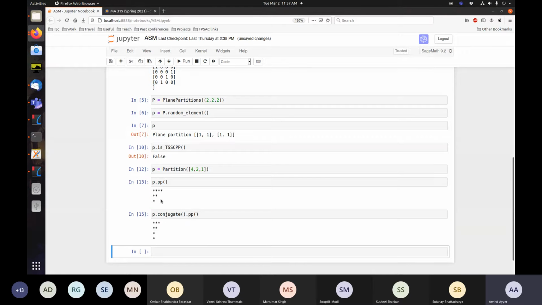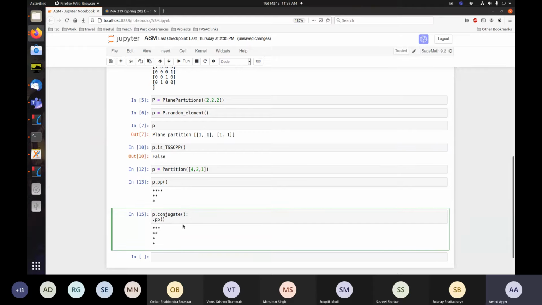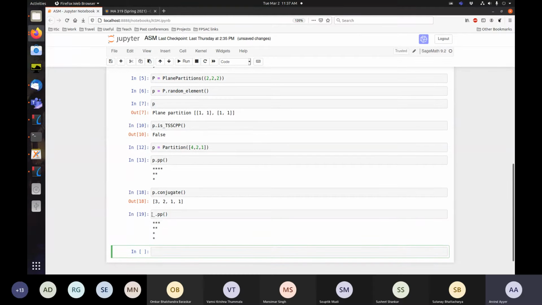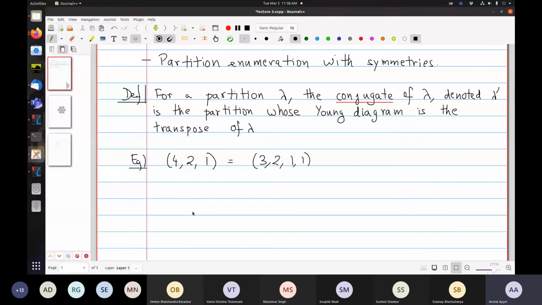You can see what's going to happen. I take the diagonal here and I reflect the partition over the diagonal, and I get this partition. The conjugate is that, and the underscore calls the last output. So this .pp is the pretty print of the partition 3 2 1 1. As you can see, you count columns instead of rows. That's another way of saying it.